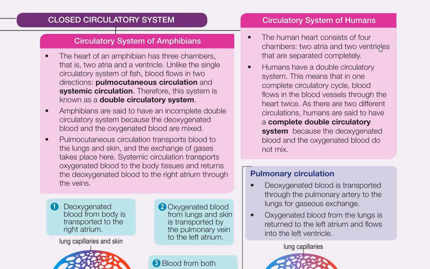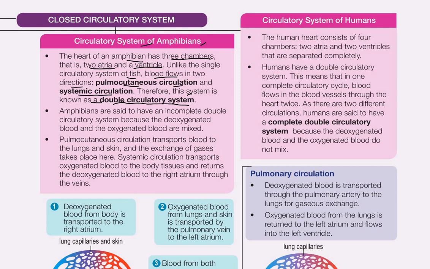Okay, move on to the next: the closed circulatory system of amphibians. The heart of an amphibian has 3 chambers: 2 atria and a ventricle. Unlike the single circulatory system of fish, blood flows in 2 directions: pulmocutaneous circulation and systemic circulation. Therefore, this system is known as a double circulatory system, or double closed circulatory system.